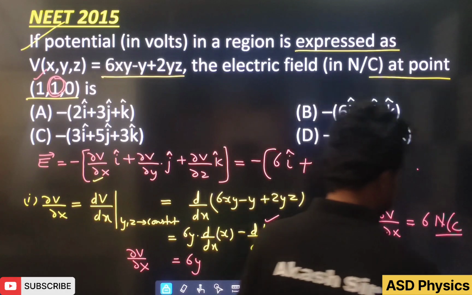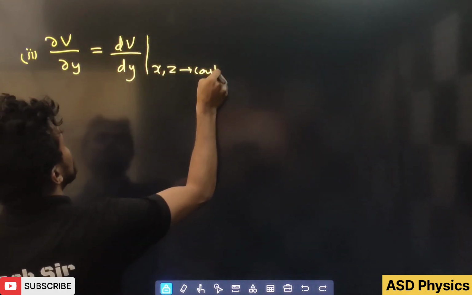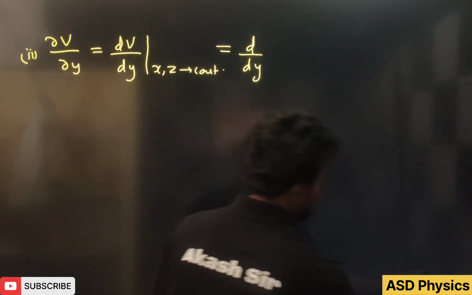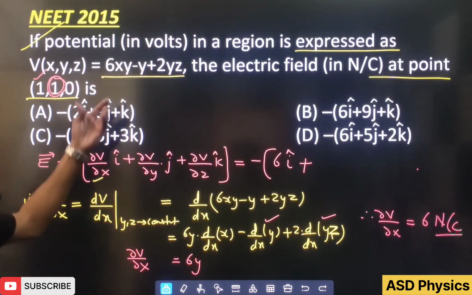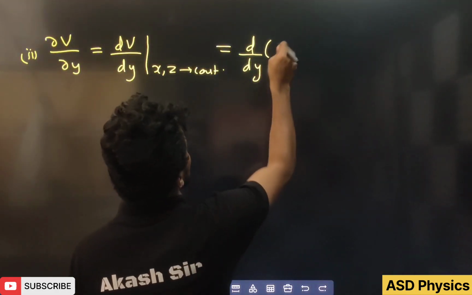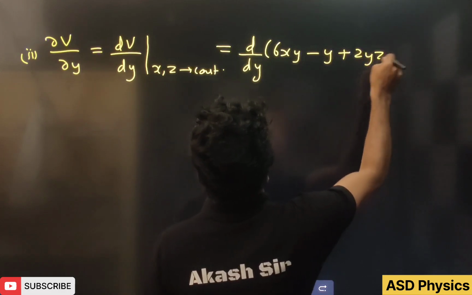Let's see, students, one by one. Now students, we will see del v by del y, because the option we couldn't match here. So see here please, this del v by del y means, second one, students, we can write dv by dy, and what is constant here, students? This x and z is constant. Okay, so let's write here d by dy of v. Value of v how much? See, 6xy minus y plus 2yz. So what to write here? 6xy minus y plus 2yz.